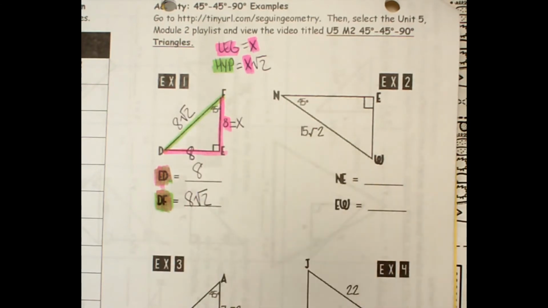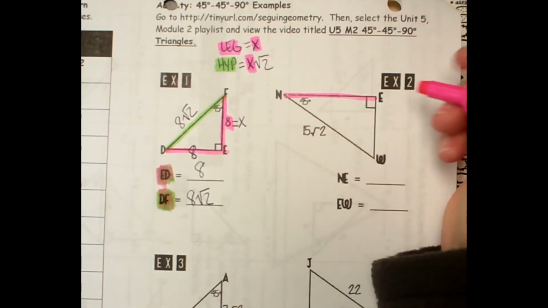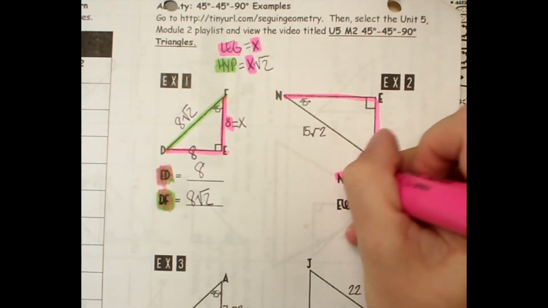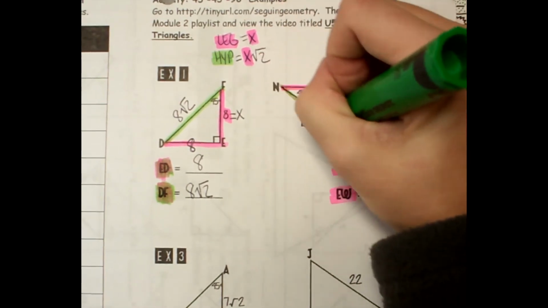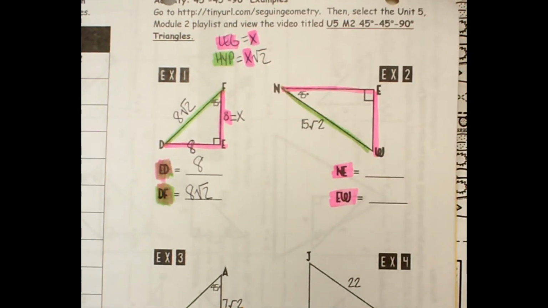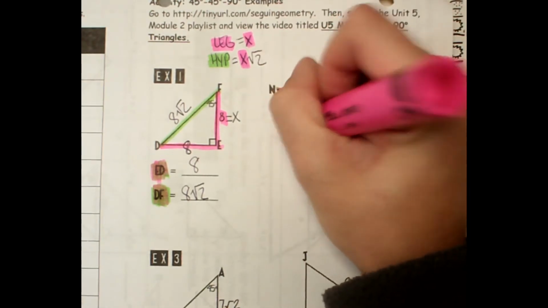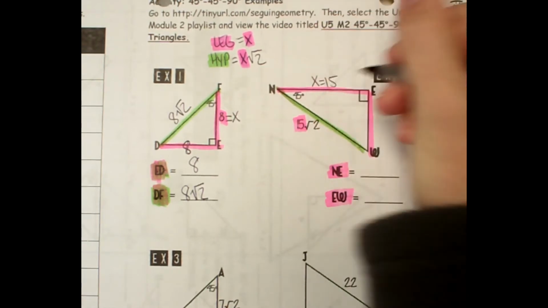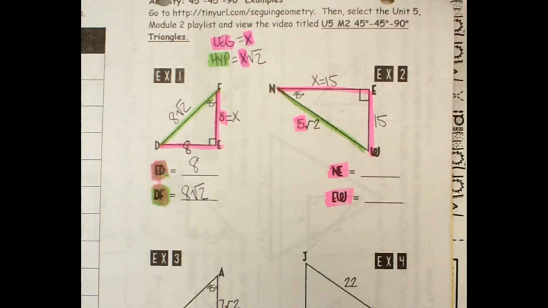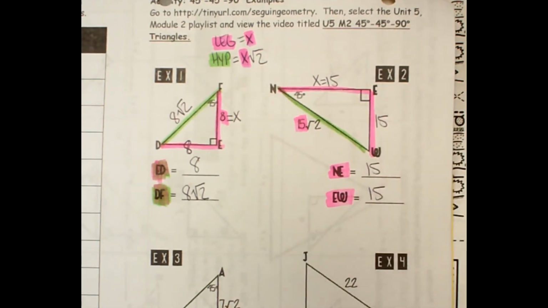Looking at example 2 now. So let's use our same colors and highlight the legs, NE and EW. So they're asking me for both of my legs, and they have given us the hypotenuse this time. Well, remember from our rules above, if they give you the hypotenuse, that number in front of your square root is the x. So in this case, x is equal to 15 for this leg. So that means that leg is also 15. So NE is 15, EW is 15.